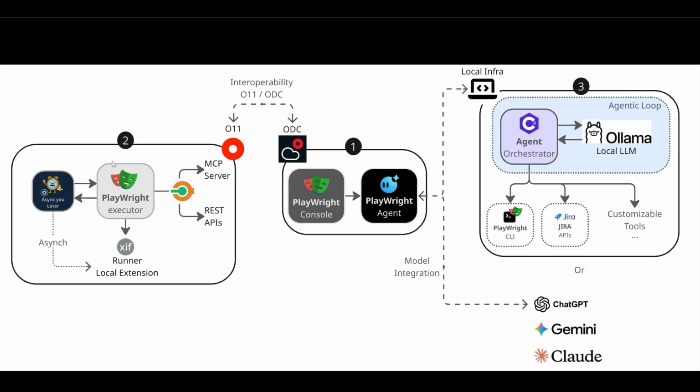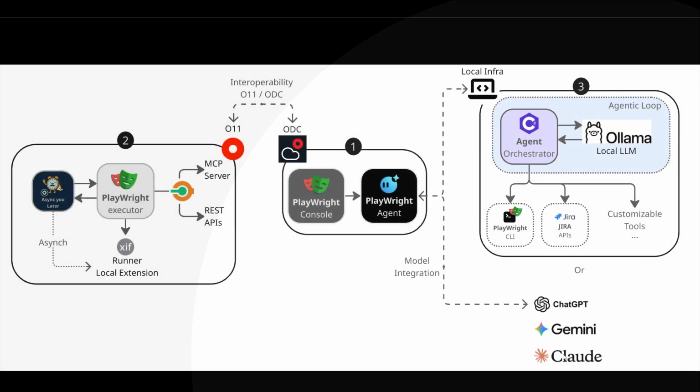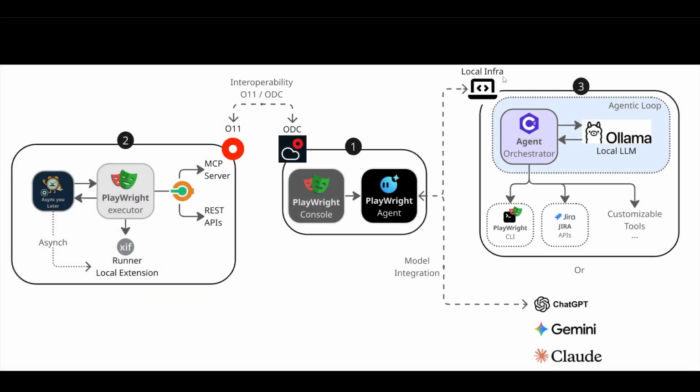This is where the Playwright tools can execute tests locally on the server using a local extension and an async runner. We have the communication using the new interoperability tools from ODC to O11. And finally, on the right, we have the model integration layer. This can connect to either external LLMs such as ChatGPT, Gemini, Claude, or it can also run in a local infrastructure. It will depend on your security requirements.